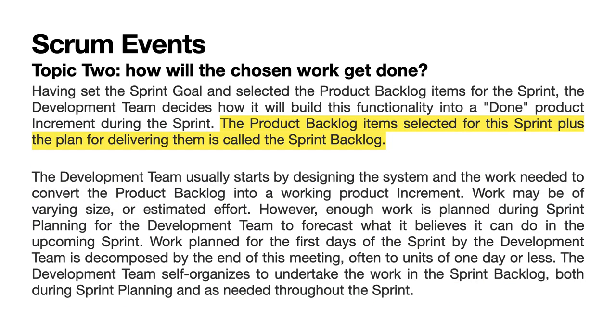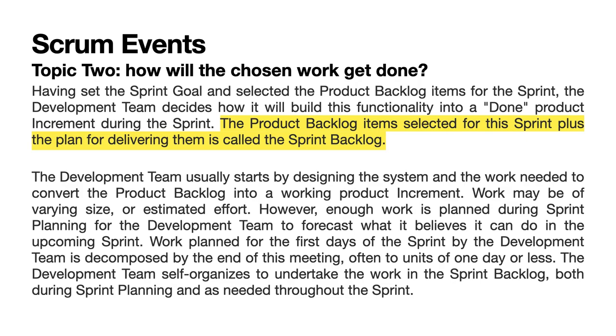Topic 2. How will the chosen work get done? Having set the sprint goal and selected the product backlog items for the sprint, the development team decides how it will build this functionality into a done product increment during the sprint. The product backlog items selected for this sprint plus the plan for delivering them is called the sprint backlog.